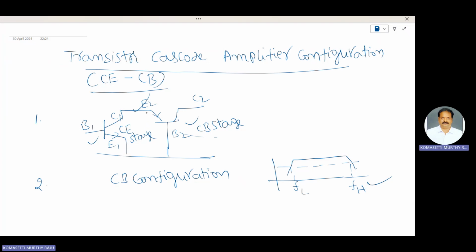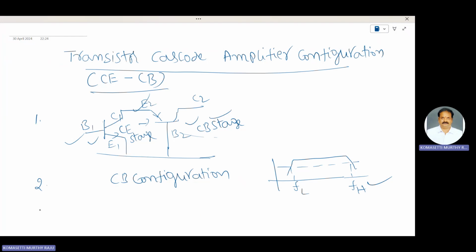CB configuration has a low input resistance. Low input resistance means it almost acts as a short circuit to the CE configuration. Therefore, there is better isolation between output and input of this configuration.